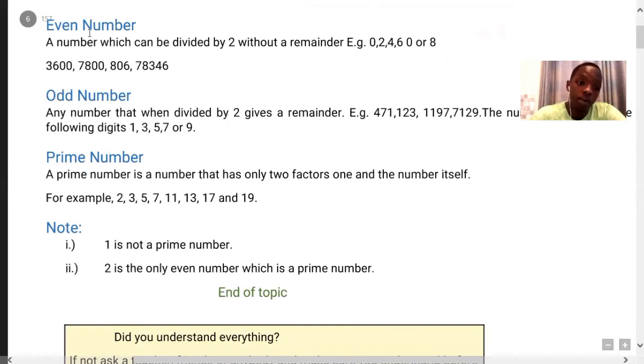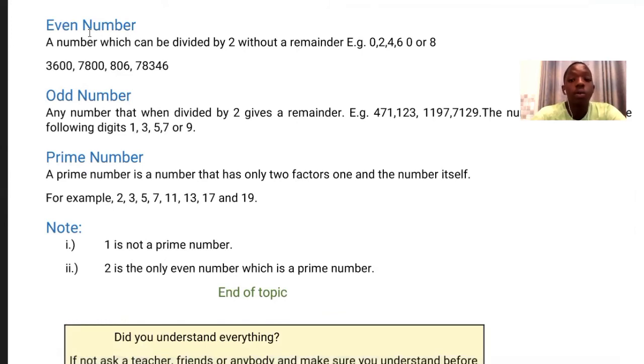We have even numbers. A number which can be divided by 2 without a remainder is an even number. So we have 0, 2, 4, 6, 8, 10, 12, 14. For as long as the number can be divided by 2 and not have a remainder, that is an even number. An odd number is any number that when divided by 2 gives a remainder. For example, 7. When you divide 7 by 2, you're going to get 3 and a remainder of 1.